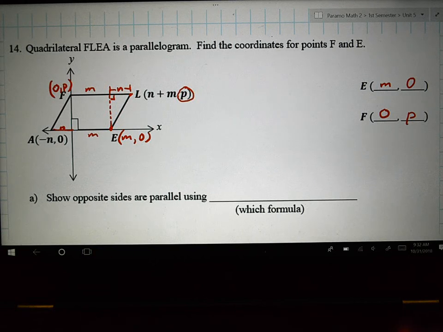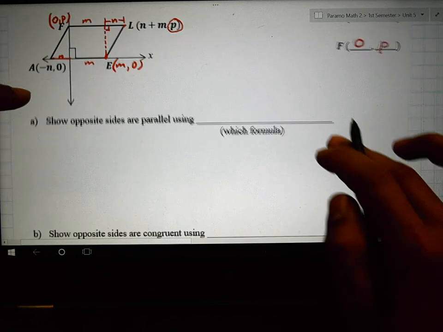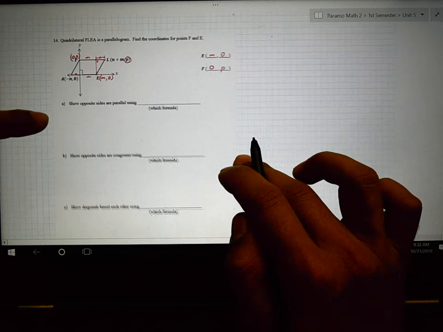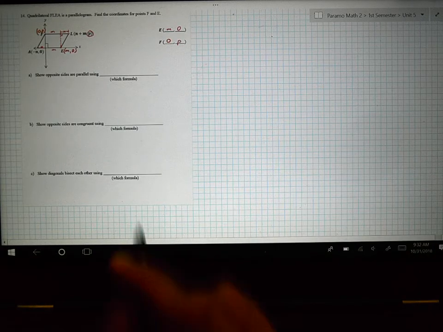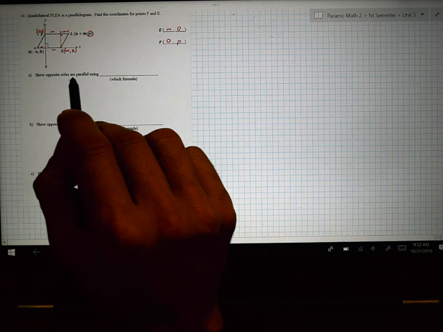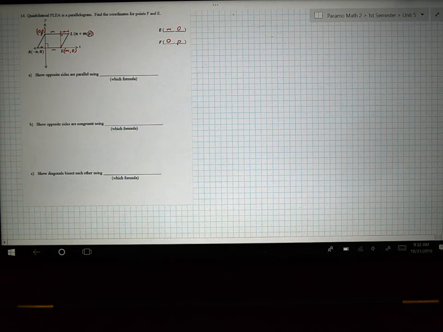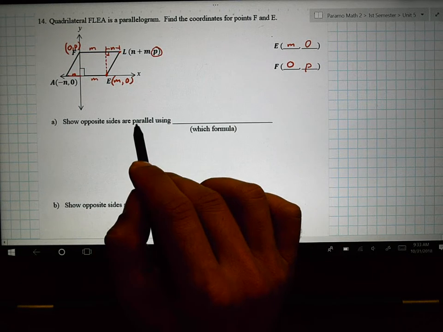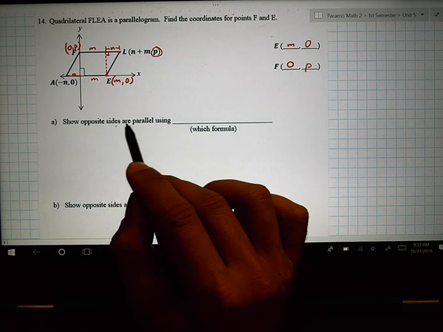Now what you're going to do for part A, part B, and part C, once you get those things down, is you're going to show that the opposite sides are parallel. This is the hardest part. It's why I chose these problems. How do I show that the opposite sides are parallel?